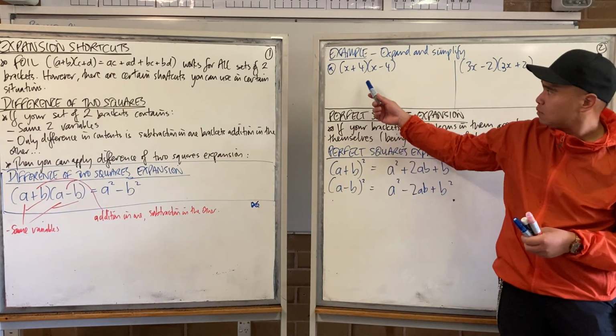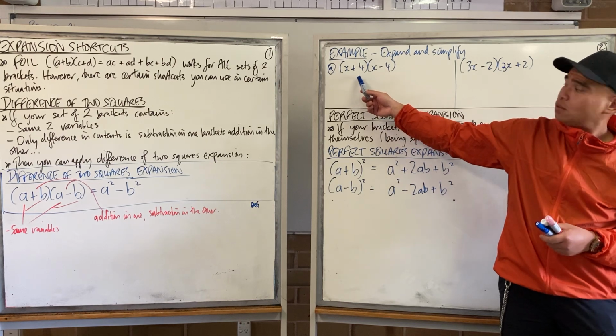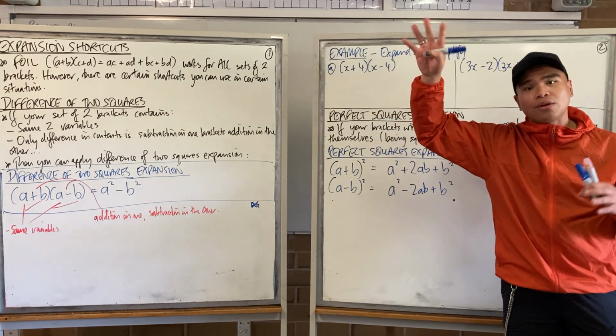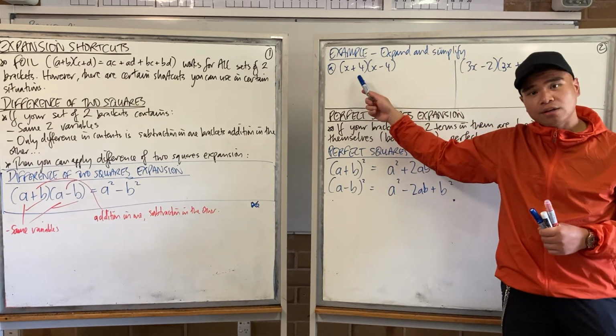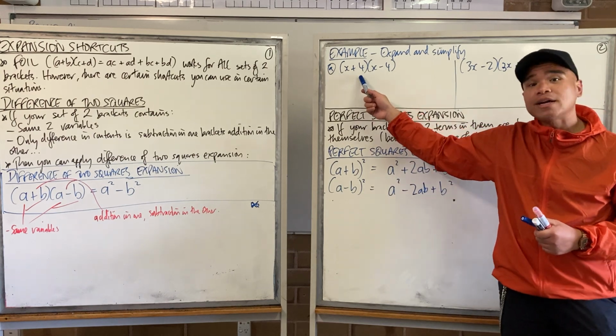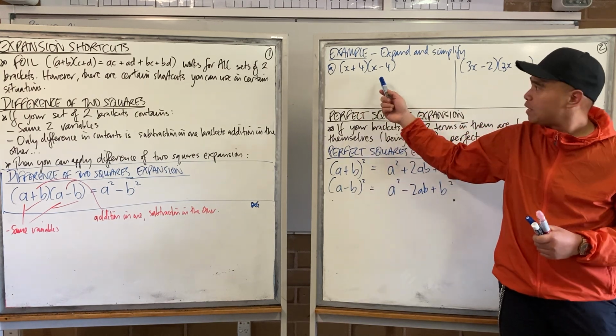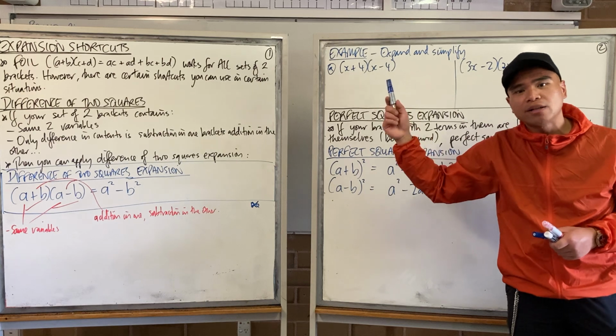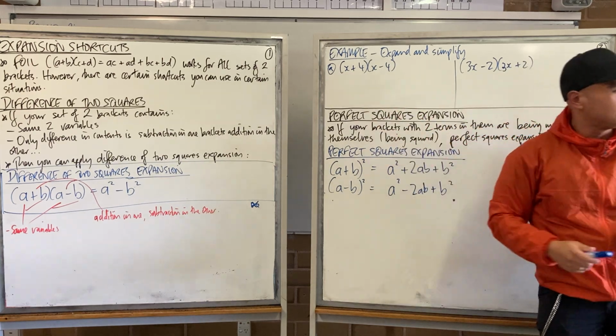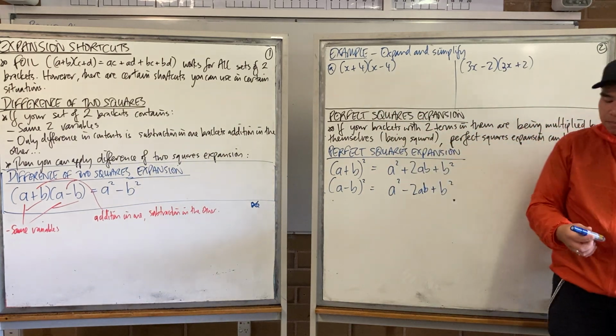Right, let's look here. Do I have 2 sets of brackets? What are the 2 things within the brackets? X and? Am I adding in the first one? Am I taking away in the second one? It doesn't actually matter the order. It can be taking away in the first one, adding in the second one. The order of multiplication doesn't matter.